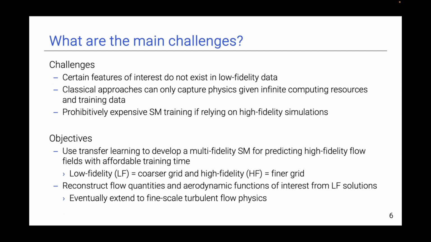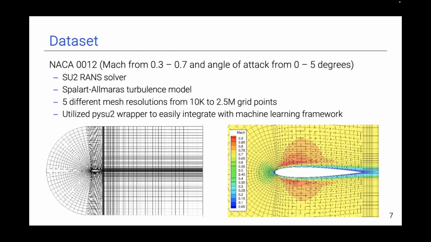So we're trying to address this issue of the computational burden. We're applying the idea of transfer learning, which I will detail shortly, to develop a multi-fidelity surrogate model for predicting high fidelity flow fields with affordable training time. In this case, multi-fidelity consists of a coarser grid and then a finer grid, which is indicated by the higher fidelity. Importantly, we want to construct flow quantities and aerodynamic functions which are crucial for our design applications, which is ultimately what's motivating this work. And eventually we can hope to reconstruct some fine scale turbulent flow physics.